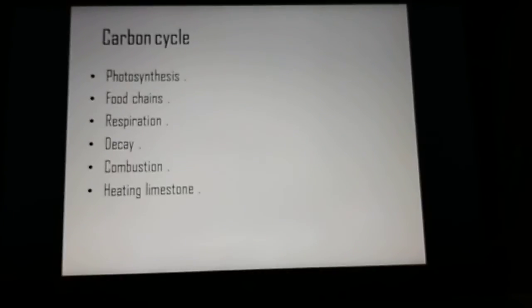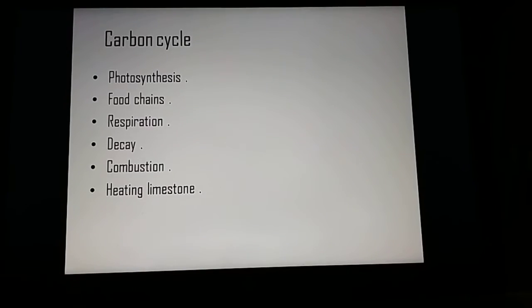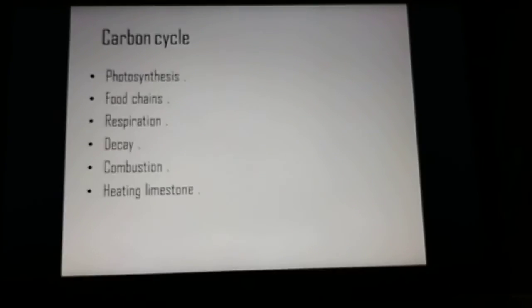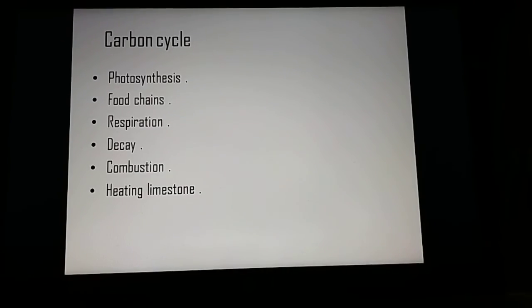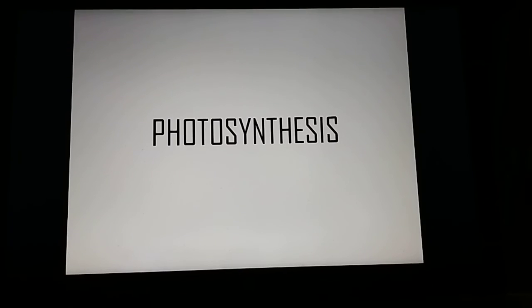Now, the last point is heating limestone. A certain amount of carbon dioxide is released during heating or burning of limestone in lime kilns. So here we have completed the full chapter of photosynthesis.